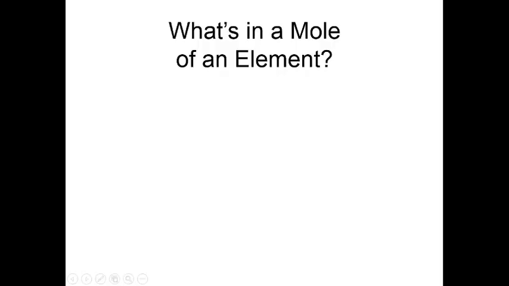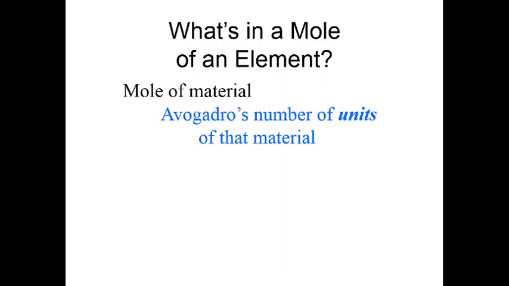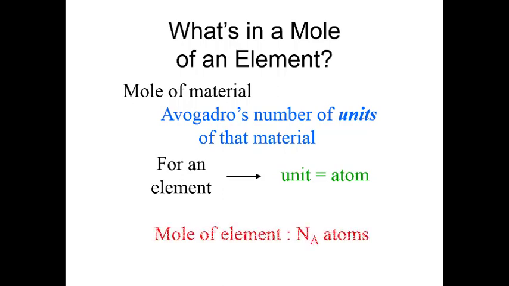The mole is going to be our fundamental unit of counting atoms. Let's consider what's in 1 mole of an element. The term mole can be applied to any material. It is Avogadro's number of units of that material. For most materials, a unit is defined by the chemical formula. For an element, the unit is an atom. We will always consider a mole of an element as Avogadro's number of atoms of that element.